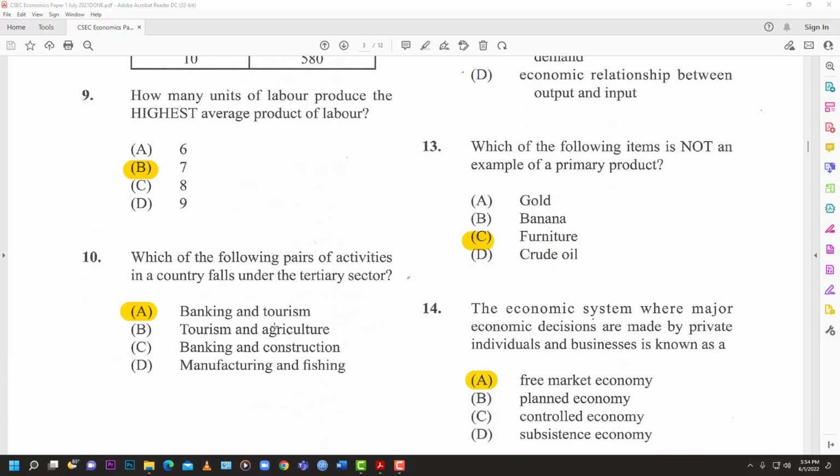Number 10, which of the following pairs of activities in a country falls under the tertiary sector? So the tertiary sector is the one that deals with services. And so banking and tourism, I mean, if you look at the pairs, you can see that's the only odd one out. Banking and tourism, those are the services that are highlighted right there. So that's the answer for that one.